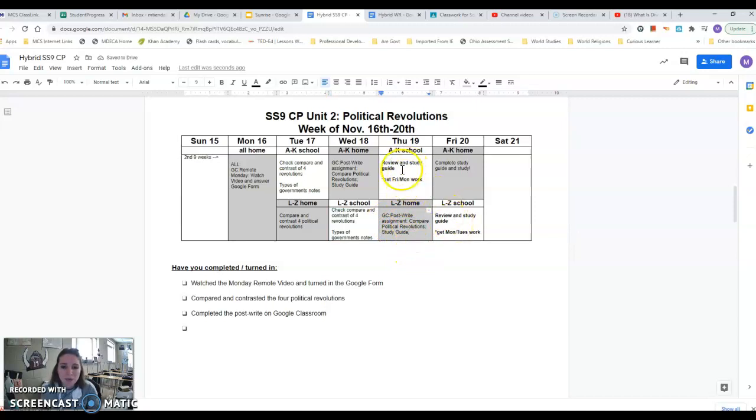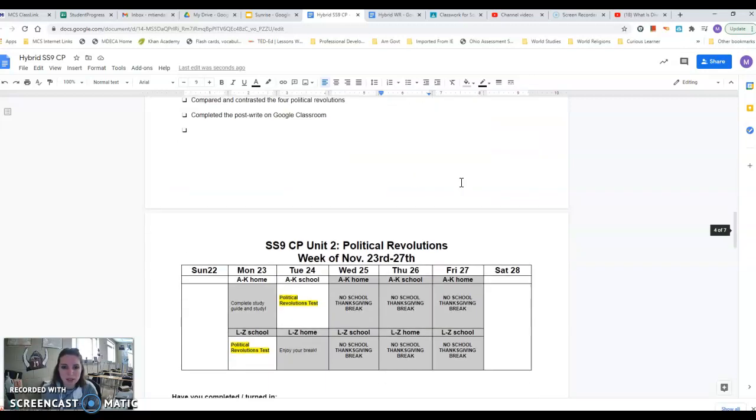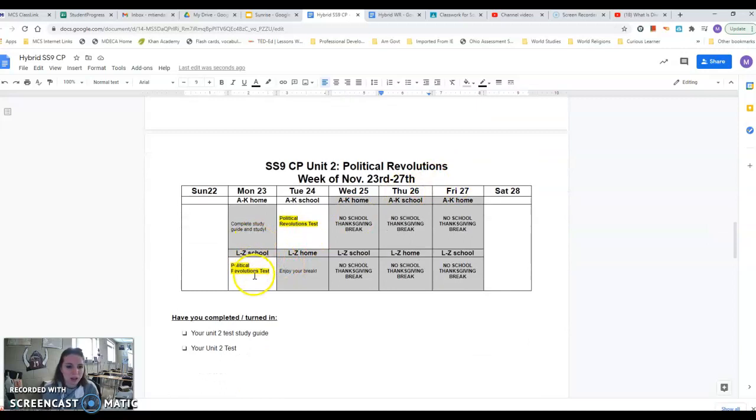On Thursday and Friday in person, we are going to review and go over the study guide, and completing that work and studying will be a remote work for Friday this weekend. And for my L to Z students, you will be taking our Political Revolutions test on Monday the 23rd. And then my A to K students, you will be taking the test on Tuesday the 24th when I see you in person.